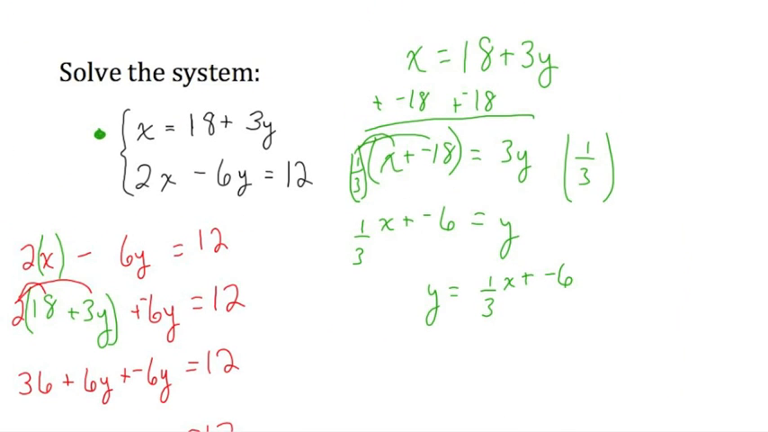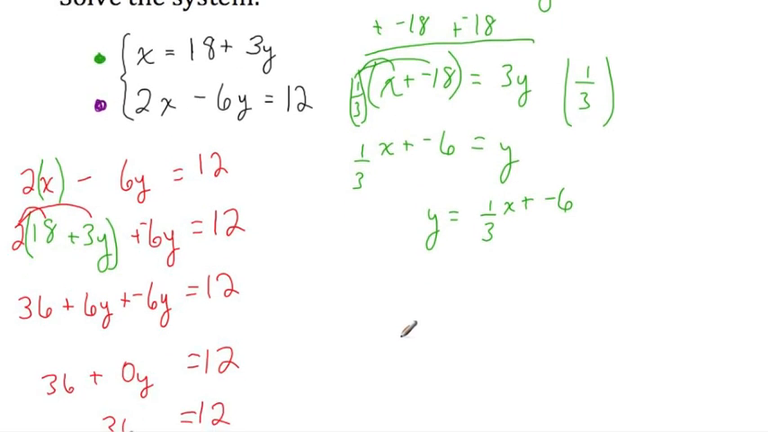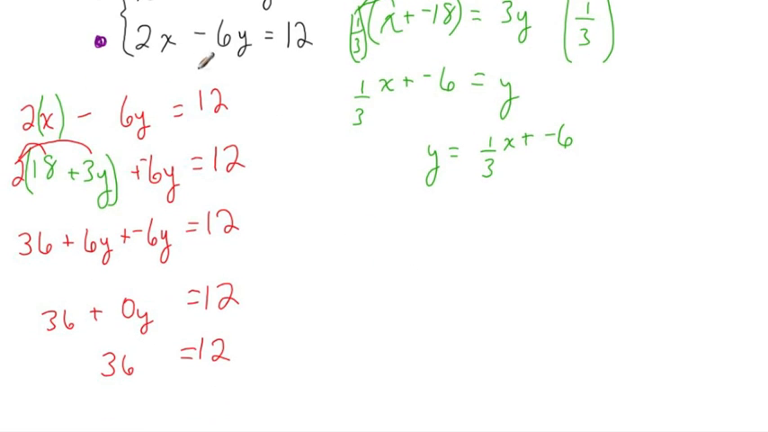The second line I will graph in purple. And first I need to put it in slope-intercept form. So I'm going to write the original equation, 2x minus 6y equals 12. And I'm going to change subtraction to addition by adding the opposite. And then I'm going to solve for y. So y is my variable. I'm going to get y by itself.